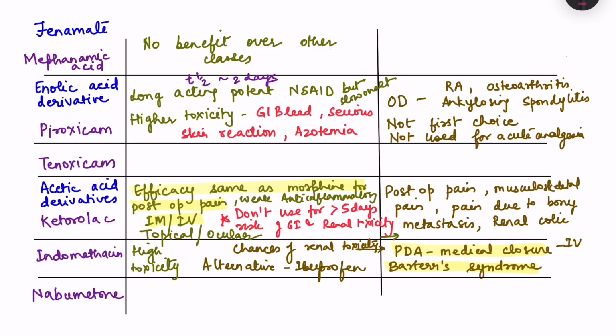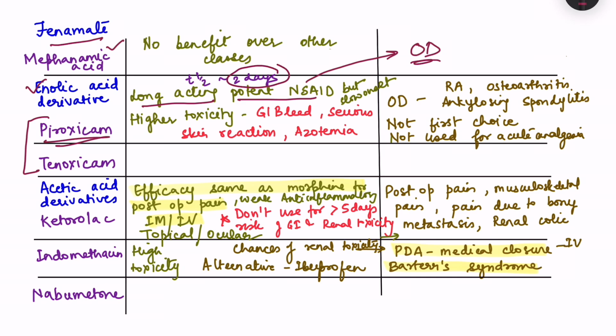Moving on to another class of drugs, the fenamates. In that we have mefenamic acid, with no benefit over other classes as such. Then we have enolic acid derivatives. In this we have 2 drugs, piroxicam and tenoxicam. Piroxicam, like naproxen, is a long acting potent NSAID and it is used OD. It has a half-life of 2 days, so it can be used OD.